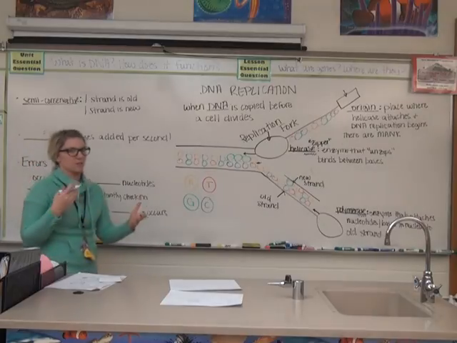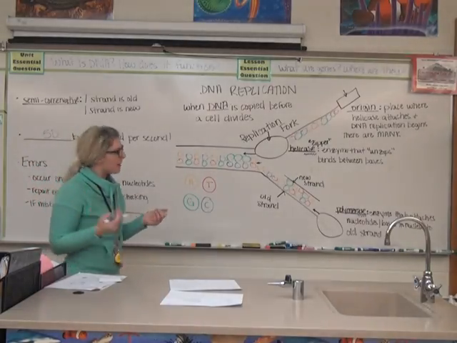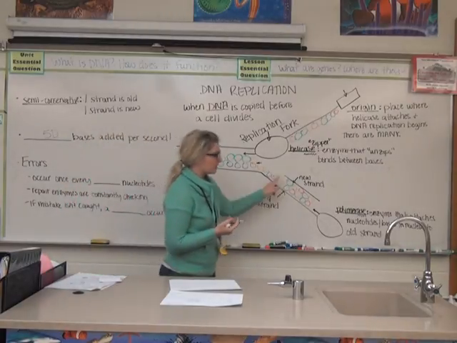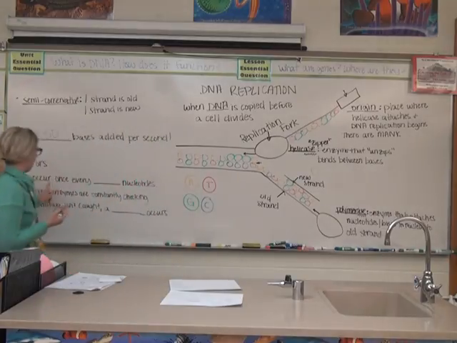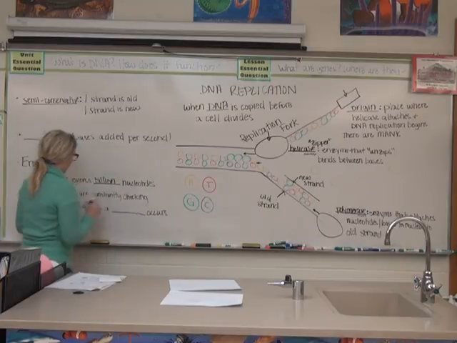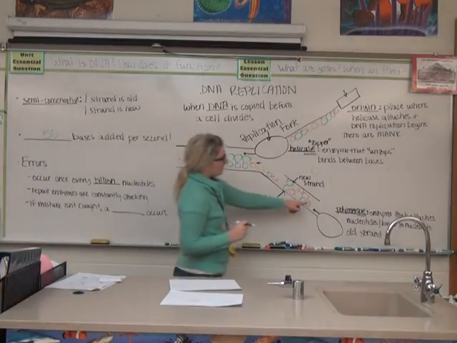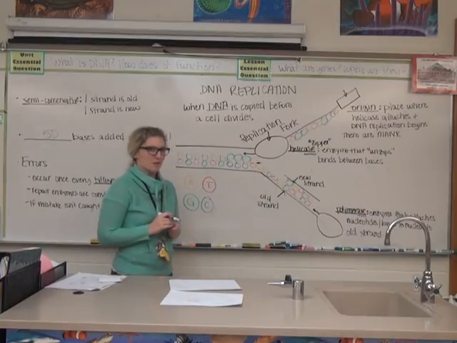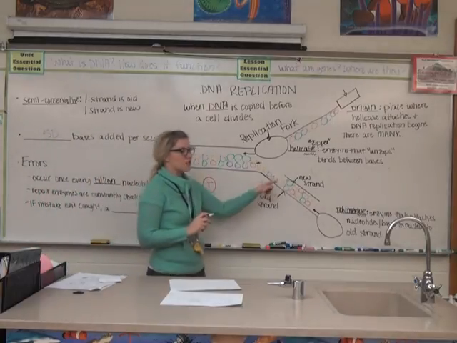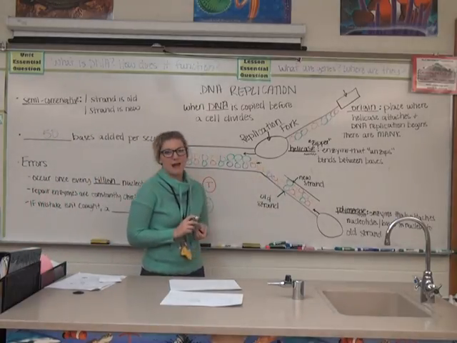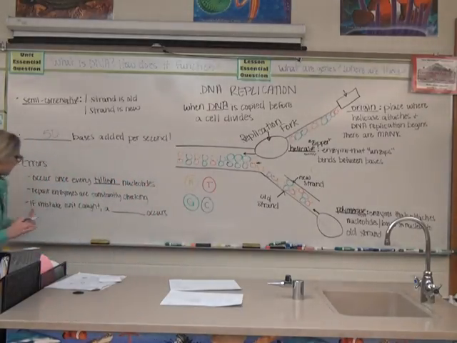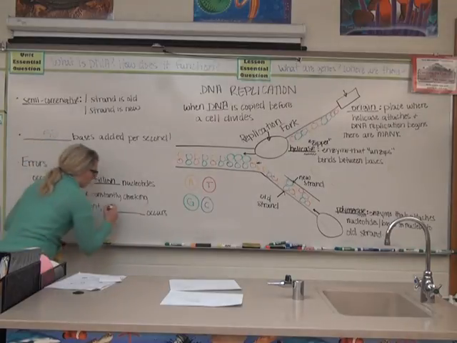Because this is happening so quickly, there's going to be some mistakes, right? Maybe a T doesn't match up with an A, or maybe a G doesn't match up with a C as it should be. So what happens is, once in every billion nucleotides, an error occurs. So in every billion of these, a mistake might happen. Repair enzymes are constantly checking to make sure that every single nucleotide that is added is not that mistake, because mistakes can be detrimental. If there is a mistake and it isn't caught, it's called a mutation.